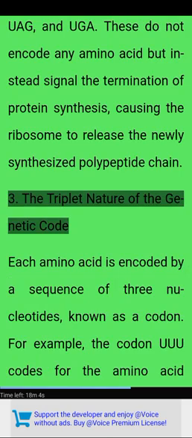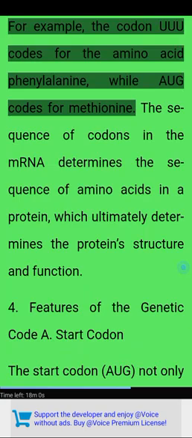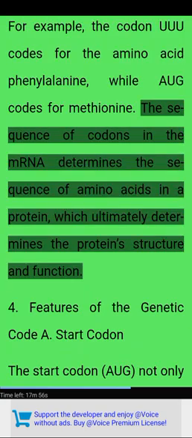3. The triplet nature of the genetic code. Each amino acid is encoded by a sequence of 3 nucleotides, known as a codon. For example, the codon UUU codes for the amino acid phenylalanine, while AUG codes for methionine. The sequence of codons in the mRNA determines the sequence of amino acids in a protein, which ultimately determines the protein structure and function.